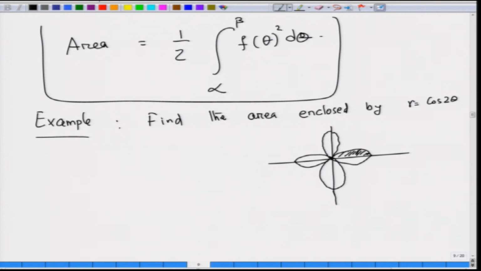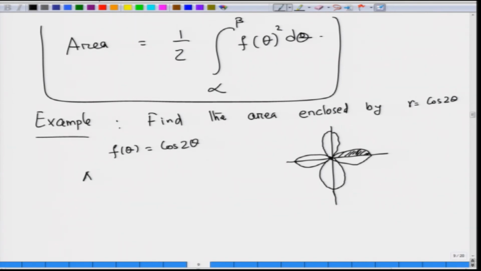So, we get it for one loop, and then we try to find the area, and then we multiply it 4 times. This is as we had done. So, now here f of theta is equal to what? Cos 2 theta. Now, if we want to do it for one loop, let us do it for this loop, then this is going to be 0 to pi by 4.